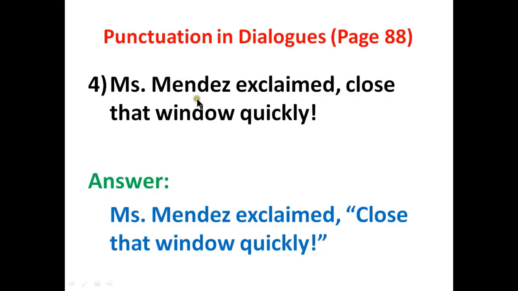Number 4. Miss Mendez exclaimed, "Close that window quickly!" "Close that window quickly" is an imperative sentence. You will write this imperative sentence or quotation within the quotation marks. These are called quotation marks. Miss Mendez exclaimed, comma, space, quotation marks will open, "Close that window quickly." Then there will be an exclamation mark. You will finish the whole answer with quotation marks. And "Close" will start with a capital C.